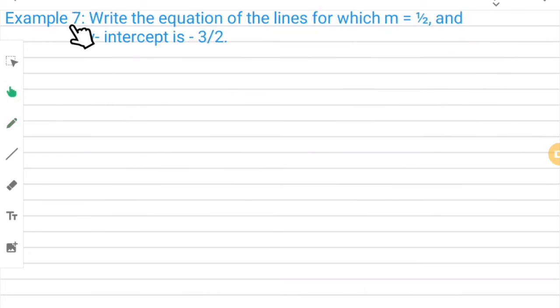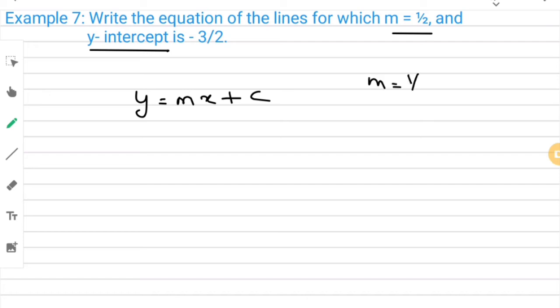Now, example 5. Write the equation of the line for which m is equal to 1 by 2 and y-intercept is minus 3 by 2. Here they have given the y-intercept and the slope. For that we have to use the formula y is equal to mx plus c. In this, m is the slope and c is the y-intercept. We know that m is equal to 1 by 2 and the y-intercept c is equal to minus 3 by 2.